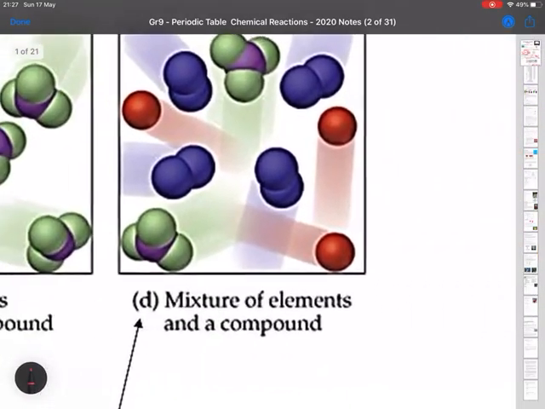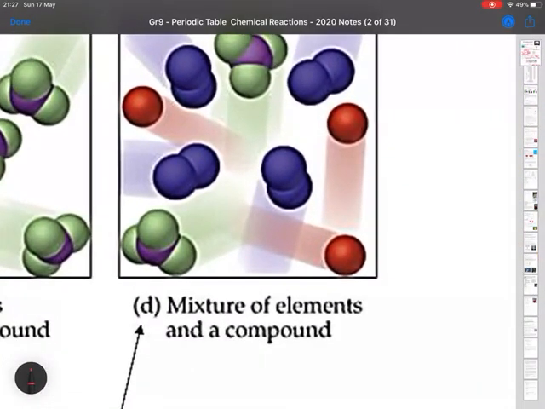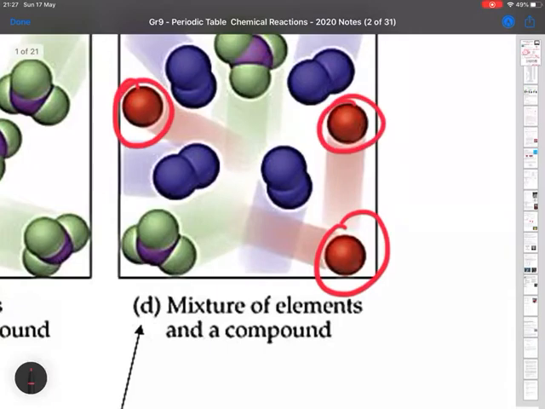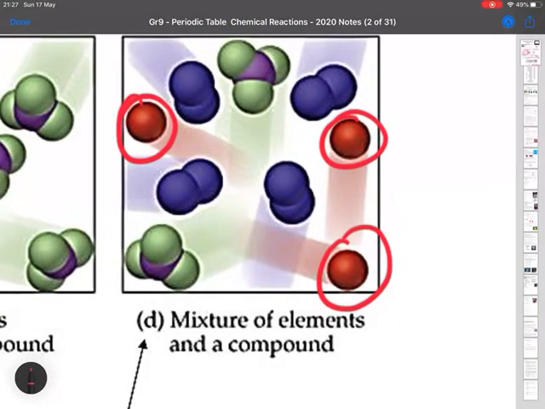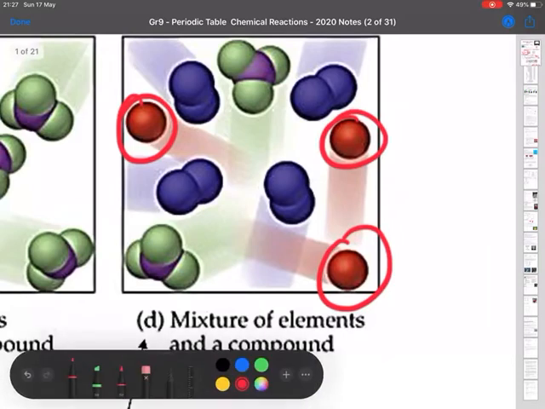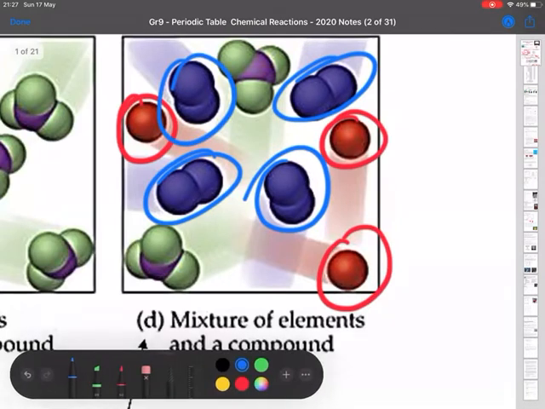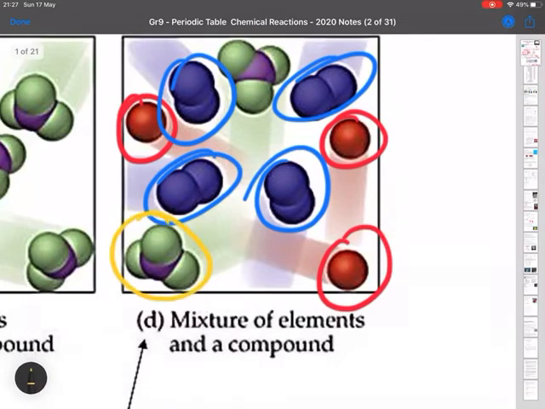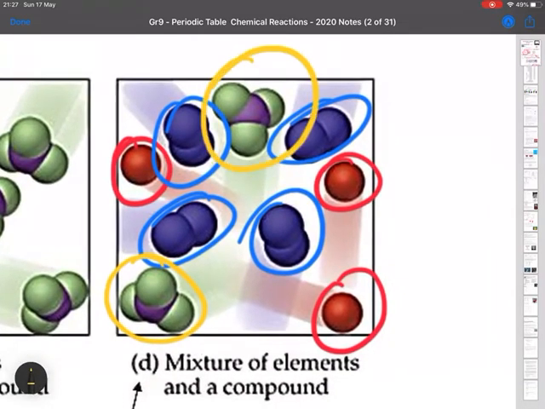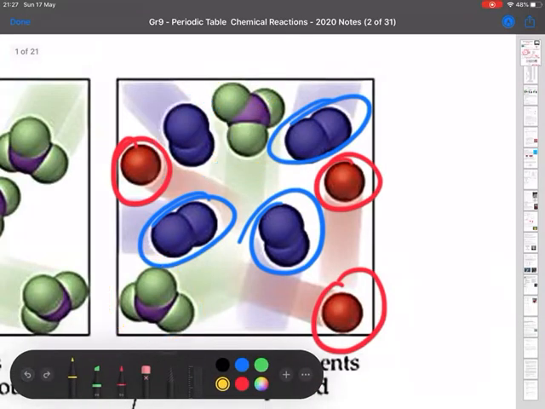Alright, now I've got a mixture of elements and a compound. What I'm circling in red, the red atoms, those are atoms of an element. What I'm going to circle in blue, those are molecules of an element, because they both consist of the same element, purple atoms. And what I'm going to circle in yellow, those are molecules of a compound. Compound because there are two or more elements and they're chemically bonded. So between the purple and the green, the purple and the green, and the purple and the green, those are all chemical bonds.